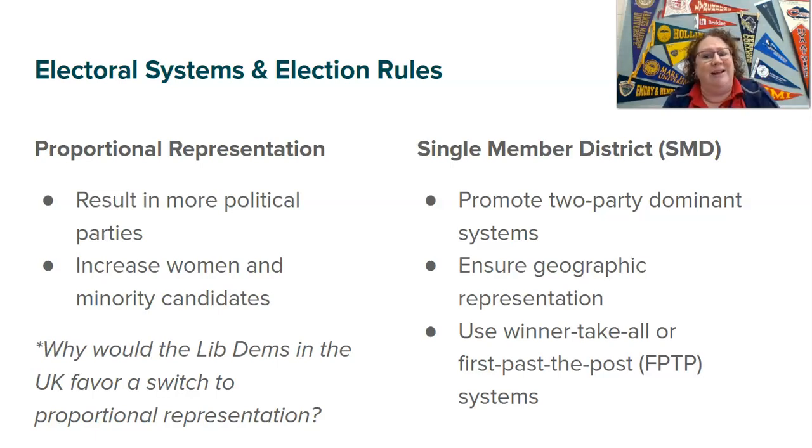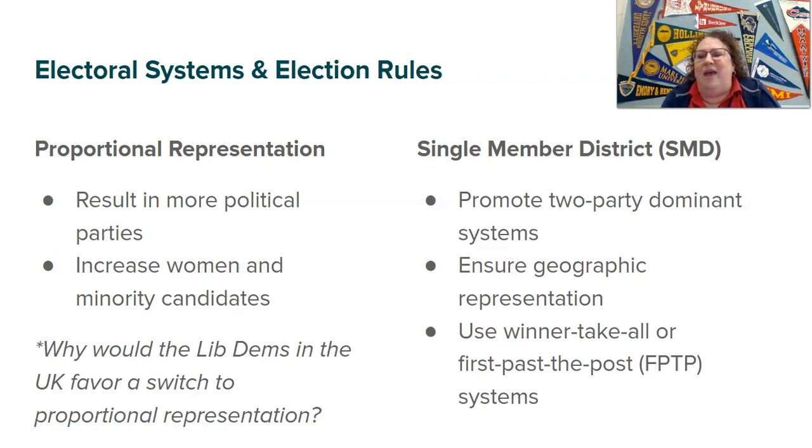Now remember, the United States is not a CG6 country, but many of you have also taken US government, so the US provides a nice example because we tend to be very familiar with it. The US is a two-party system. While we do have third parties, the Green Party and the Libertarian Party, they don't hold seats in Congress.